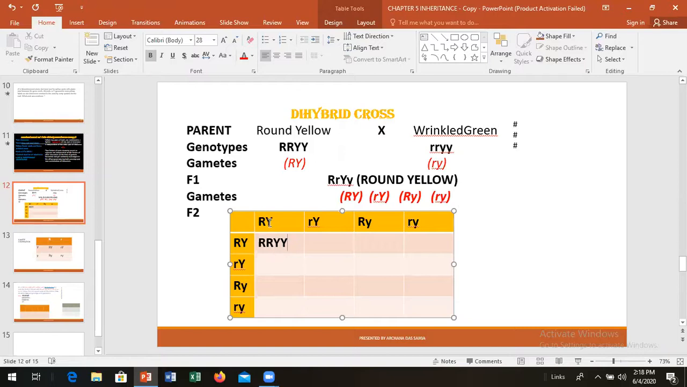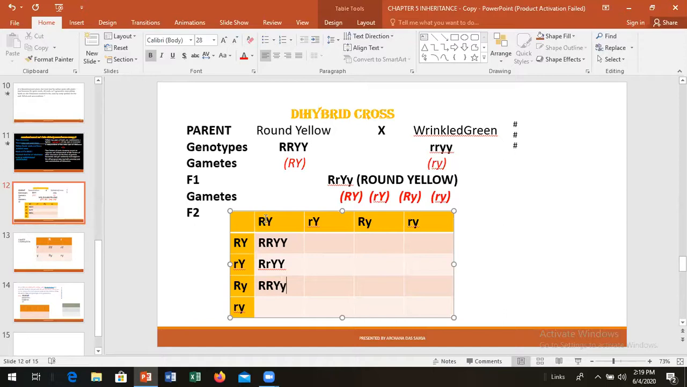Randomly they can fuse. The gametes are of these types, so the possibility of the second type is also there. So here what will happen? R, small r, capital Y, capital Y. Can you tell me the third one? What will the third one be? Capital R, capital R, capital Y, small y. Yes, very good.